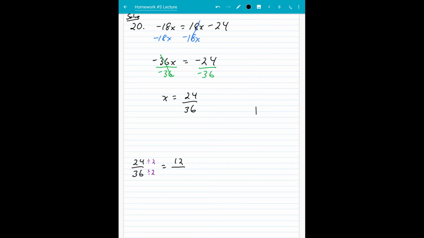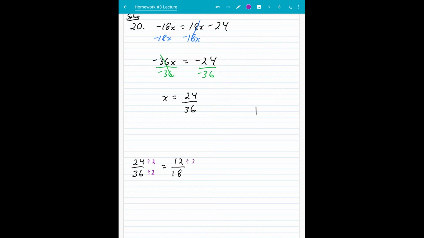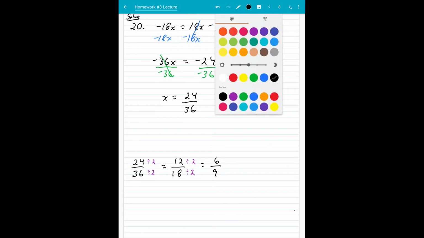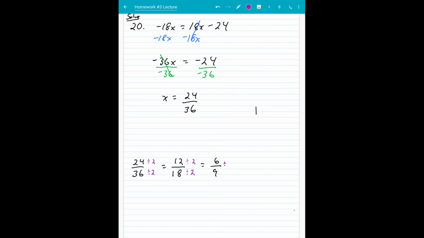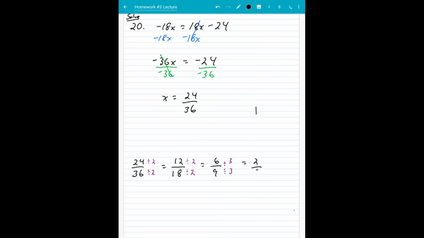36 divided by 2 would make 18. Then if we look at the numbers again, I'm like, oh, well, they're both even numbers again. If I want to, I can divide them both by 2 again. That gives me 6 over 9. 6 and 9, there's still one more number. That number happens to be 3. 3 can go into 6 and 9. And that simplifies to 2 over 3.